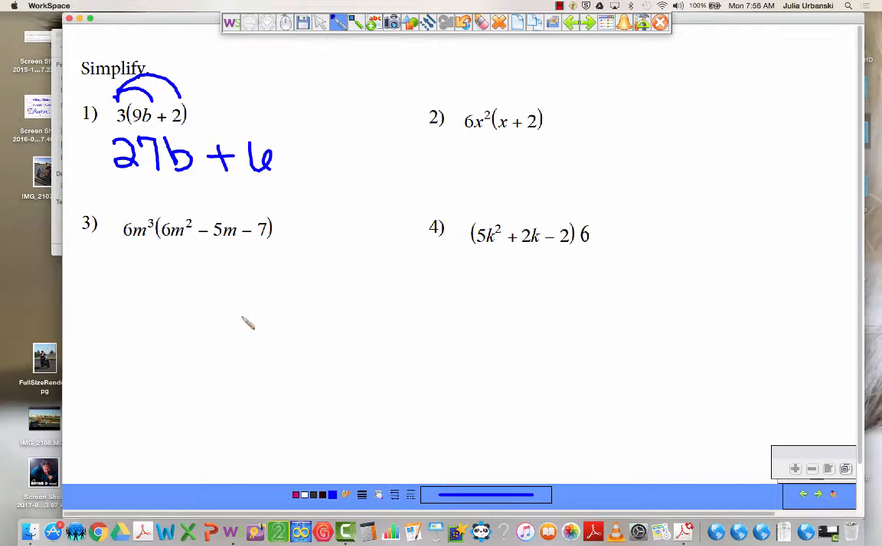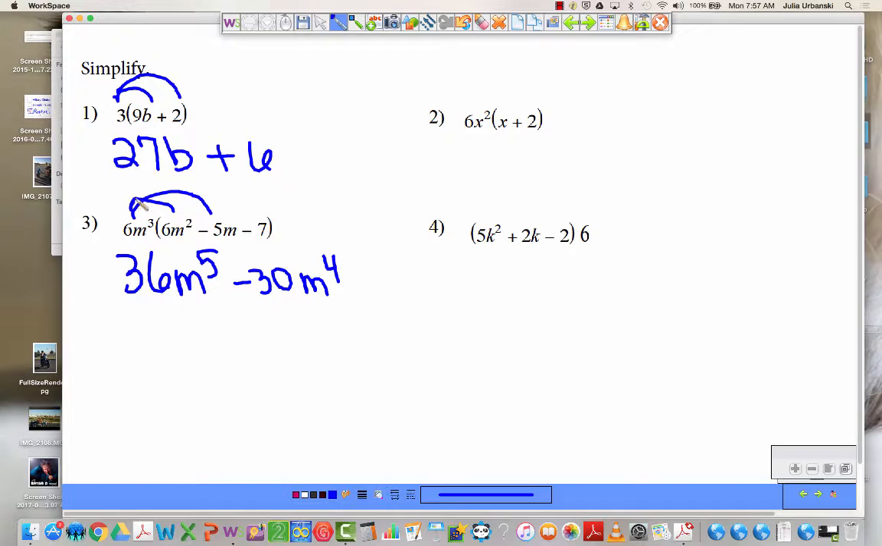Just be careful that you multiply the coefficients and you add the exponents. So this one, it looks like 6 times 6, and that's going to be 36, and then we have n to the what? To the 3rd, and then also times m to the 2nd there, so what's the total going to be? M to the 5th. You multiply the 6's, you add the exponents, n to the 5th. And then we have 6 times negative 5. Negative 30, but then we have m to the 3rd and m to the 1st. Good, m to the 4th.